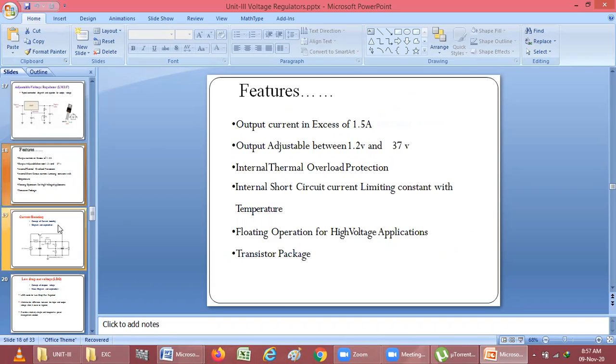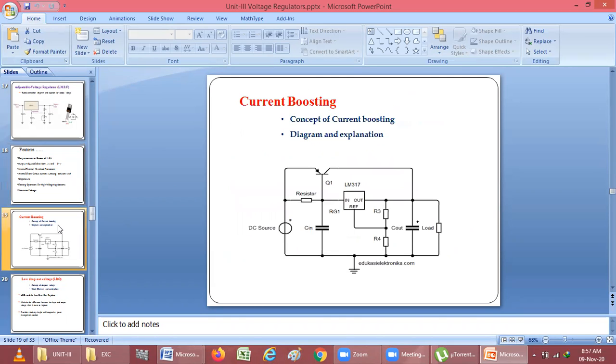In today's syllabus, we have to see what is meant by current boosting. As the name specifies, boost means what? If we are increasing the value of current by using the voltage regulator, at that time we can say that device is a current booster. So this is the circuit diagram. You can see here we are using LM317.